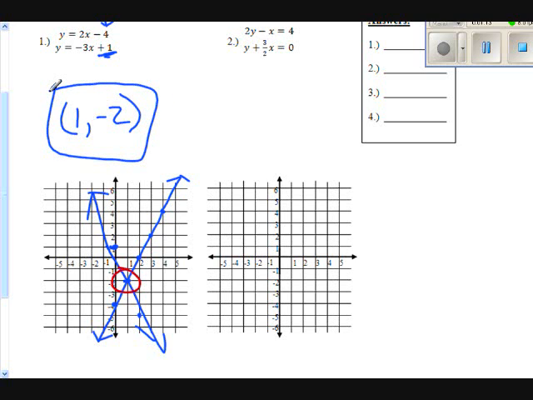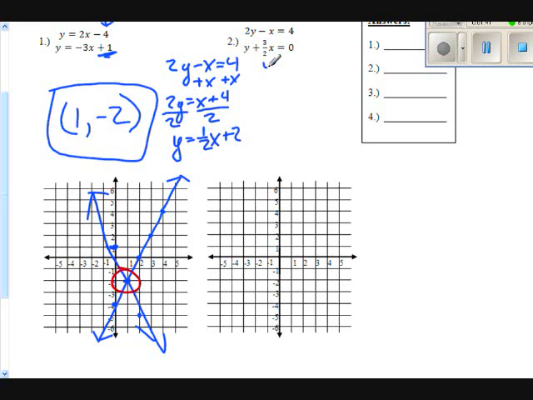For the next one, the problem with this next one is it's not in slope-intercept form, so I've got to change each of these to slope-intercept form. So if I take this first equation, the 2y minus x equals 4, I've got to add x to each side. So I've got 2y equals x plus 4. And then I've got to divide each side by 2. So I find out that y equals 1/2 x plus 2. Right? Now that one's in slope-intercept form. I've got to change the other one to slope-intercept form.